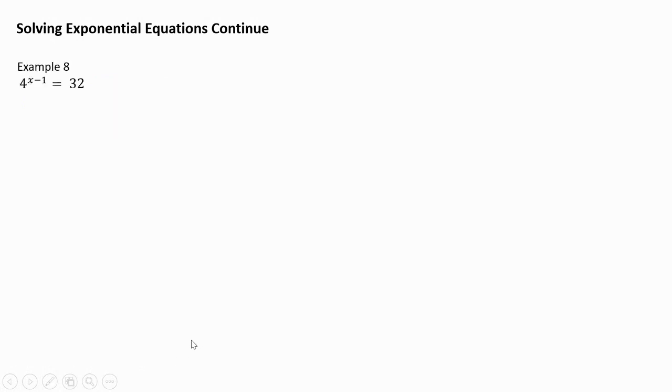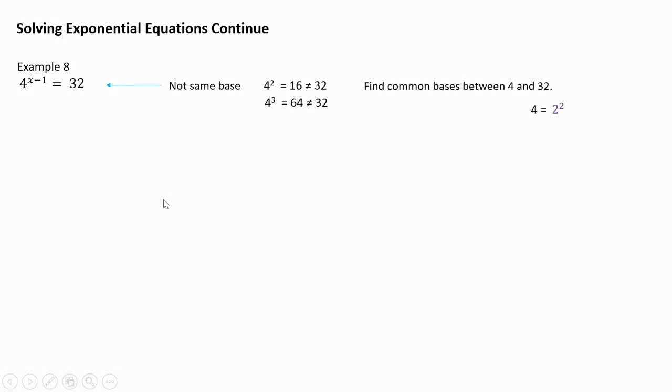Okay, now this one's a little bit more challenging. So does 4 to the, right there, same base to start off. 4 squared equals 16, it's not equal to 32. How about 4 cubed is equal to 64, does not equal 32. You see, already 4 cubed is 64, so it's already over, which means I have to find a common base between 4 and 32. So 4 is 2 squared, and 32 equals 2 to the 5th power. Remember I told you guys to know all the way to 10?